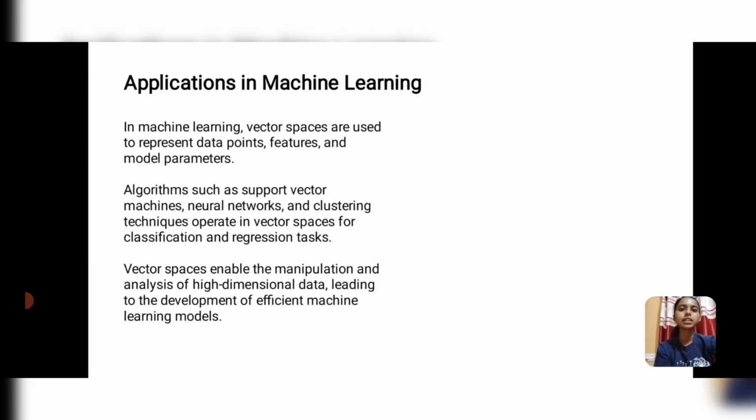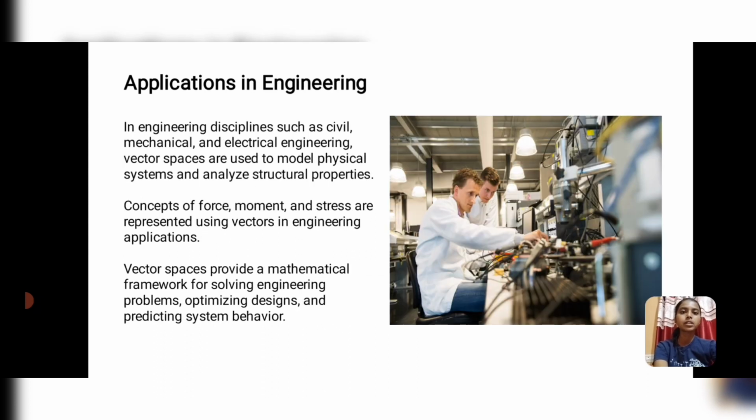Applications in machine learning. In machine learning, vector spaces are used to represent data points and model parameters. Algorithms such as support vector machines, neural networks, and clustering techniques operate in vector spaces for classification and regression tasks. Vector spaces enable the manipulation and analysis of high-dimensional data, leading to the development of efficient machine learning models.